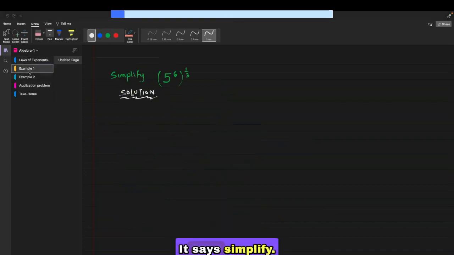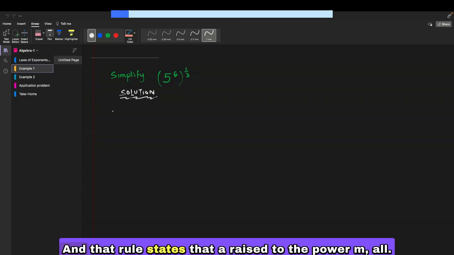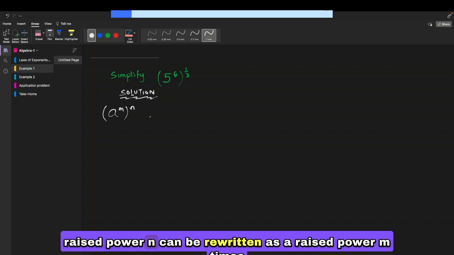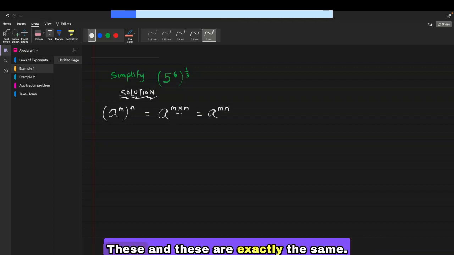Example 1. It says simplify 5 raised to the power 6, all raised to the power 1 over 3. Here we'll be applying the power of a power rule. That rule states that a raised to the power m, all raised to the power n, can be rewritten as a raised to the power m times n, which can also be written as a raised to the power mn. These are exactly the same.